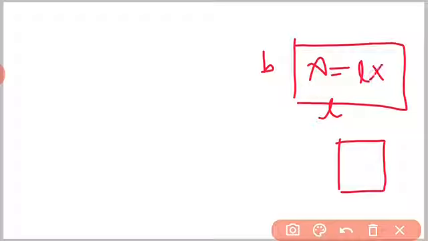You must have studied area of square and area of rectangle. Rectangle has 2 dimensions, that is length and breadth, and so what is the area of rectangle? It is L into B. Whereas in case of square, all sides are equal, so let's take it as L. So what will be the area of square? It will be equal to L square. Now we want to find the volume.